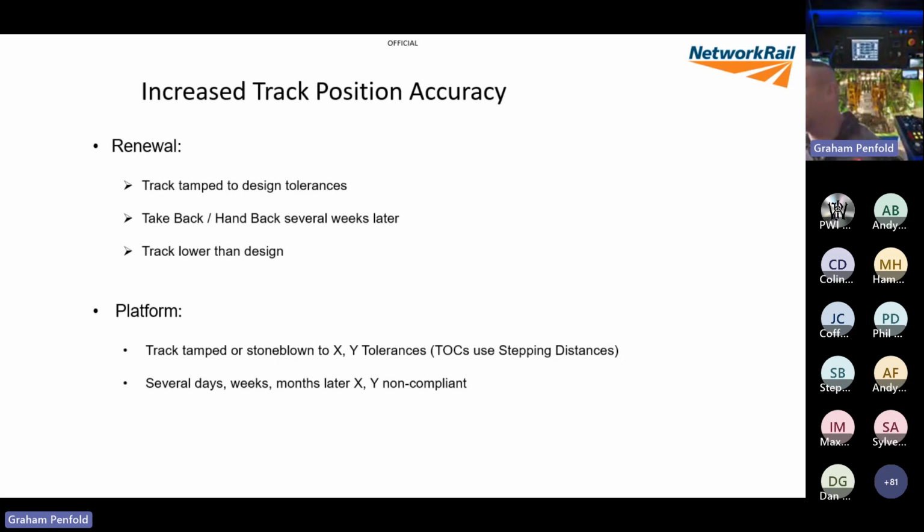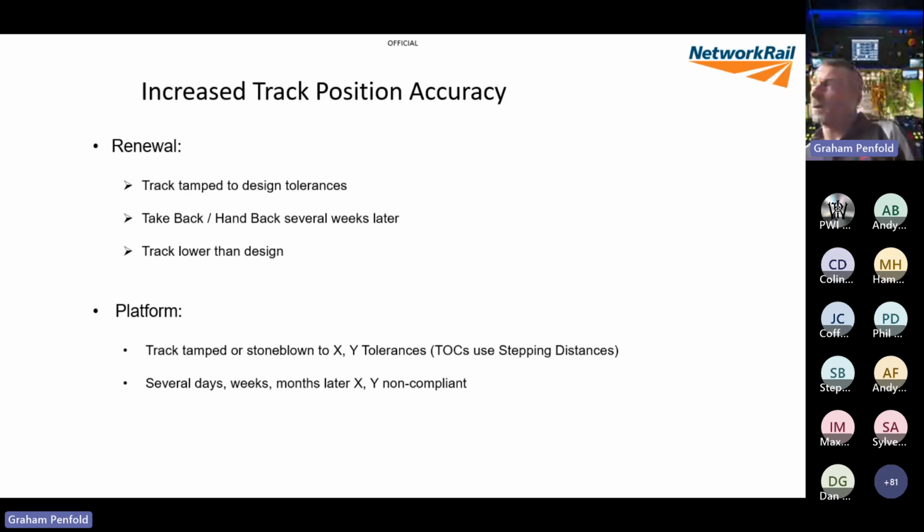People use tampers for years and just do not understand track settlement. And this is why, as built, the track is generally lower. This is why we have a lot of issues with platforms as well. Track can be tamped or stone blown to our X and Y tolerances. TOCs, train operating companies, use stepping distances. Several weeks later, you could be non-compliant.